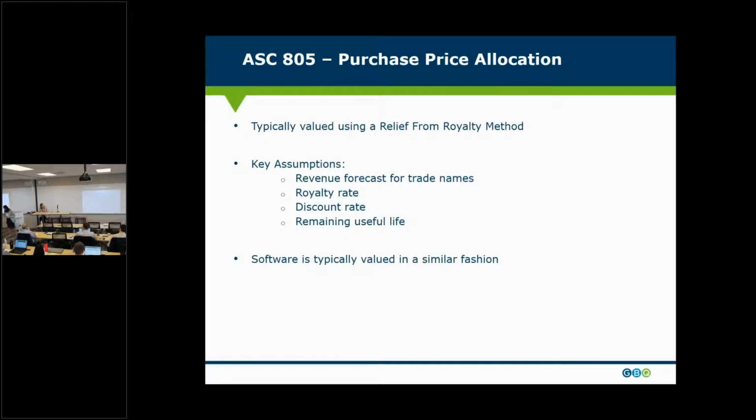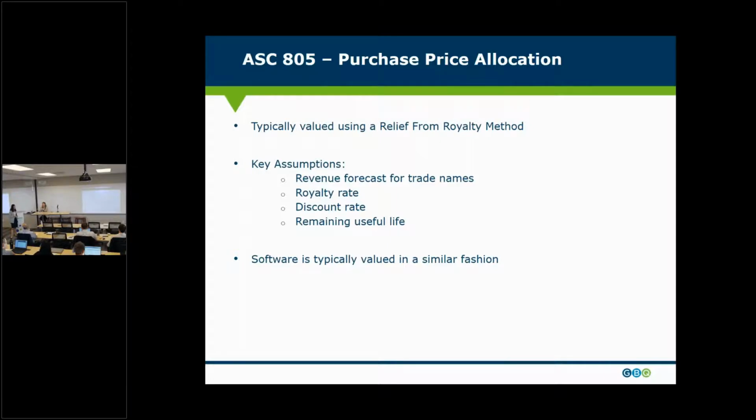Next is the relief from royalty method. We'll typically use this method to value trade names or technology. Here it's essentially the after-tax royalty payments that you don't have to pay if you own the asset versus licensing it. So we'll want to look at just those revenues associated with, for example, the trade name.